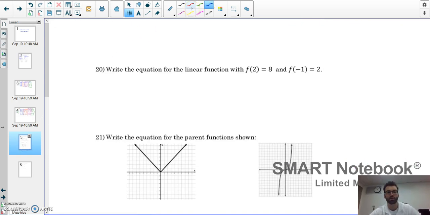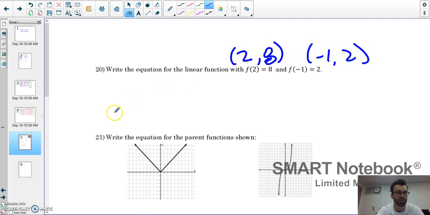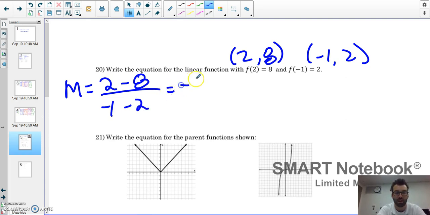Okay, next, write the equation for a linear function where f of 2 is 8 and f of -1 is 2. Remember, this is my input, this is my output. So 2 is my x, 8 is my y. -1, 2. First thing when you write a linear function, you need to know your slope. So I need to do m equals y2 minus y1 over x2 minus x1: 2 minus 8 over -1 minus 2. -6 over -3. The negatives cancel out and you're left with 2.